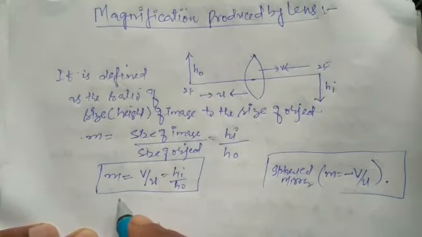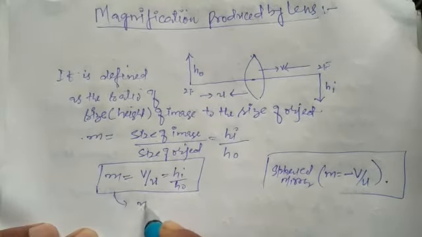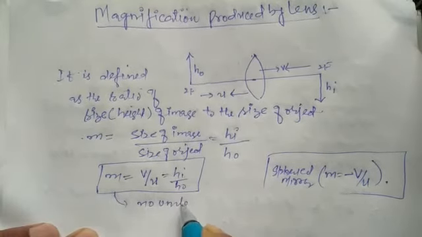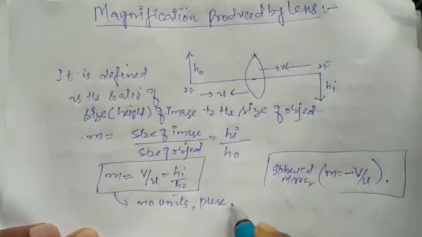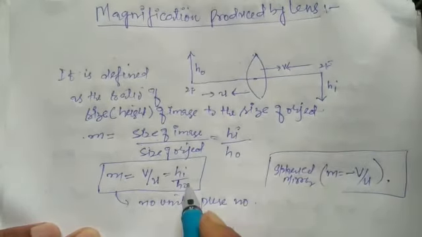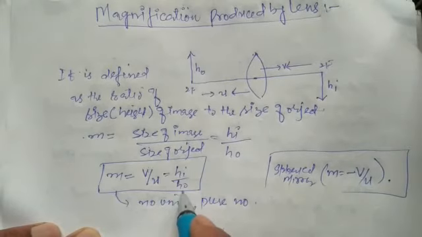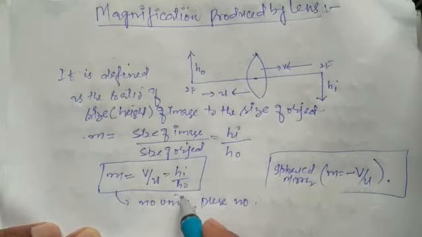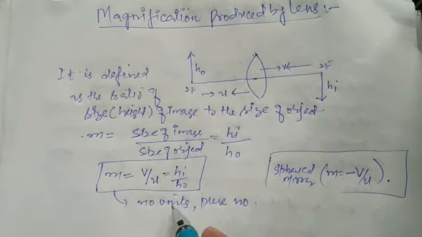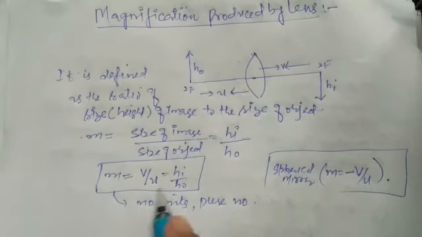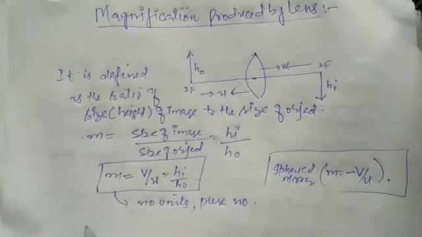This magnification has no units, it is a pure number, because if this will be 10 centimeters, in the denominator it will be 5, 10, whatsoever it may be, but it will be centimeter versus centimeter, so no units. Once there is a division between two similar quantities having same units, then the resulting quantity does not have any kind of units.